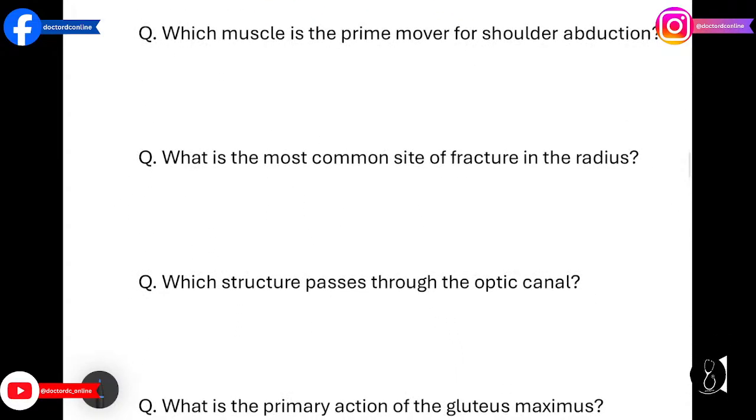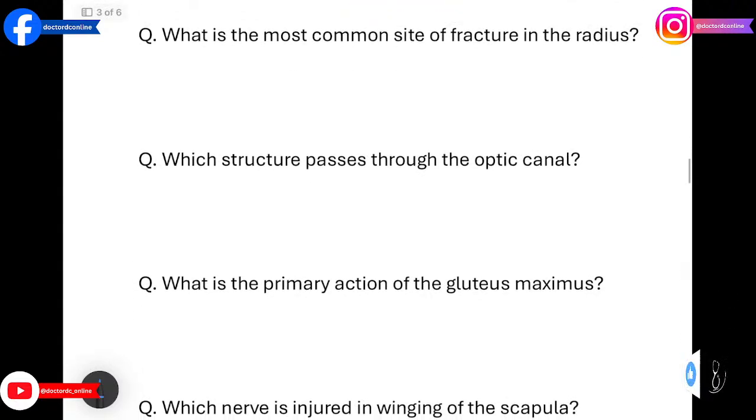The next question is, which muscle is the prime mover for shoulder abduction? And the answer is deltoid, because it abducts the arm beyond 15 degrees, assisted by supraspinatus initially.